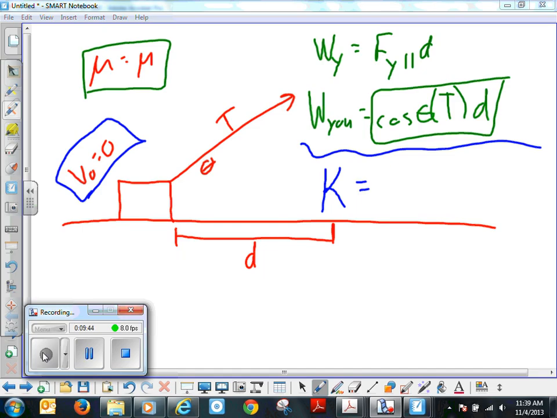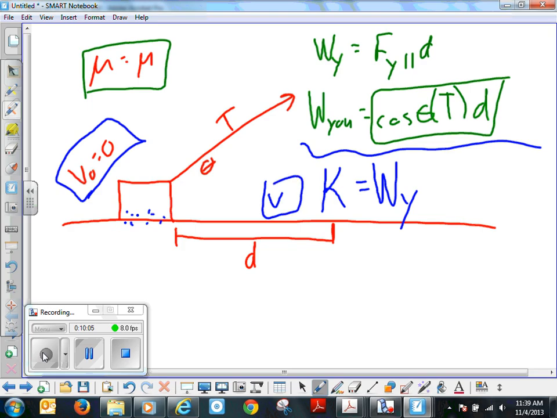Okay, so the kinetic energy that this block has is equal to the work that you do minus friction. Right? So part of the work that you do is going to go into moving these particles more. That's the friction part. But the other part of the work is going to come out in a velocity here. So kinetic energy is the work you do minus the force of friction. That is called the net work kinetic energy theorem.